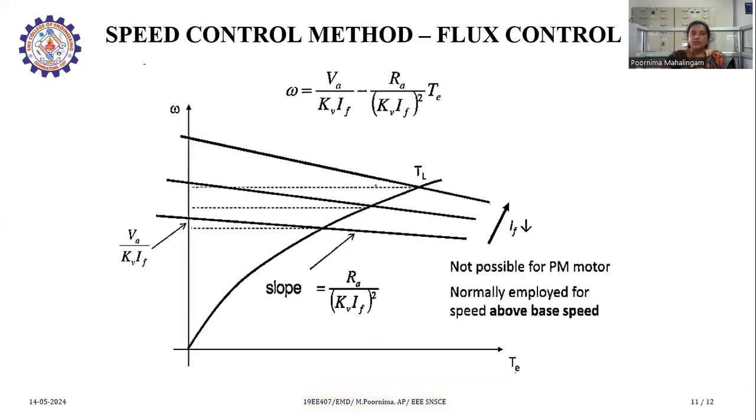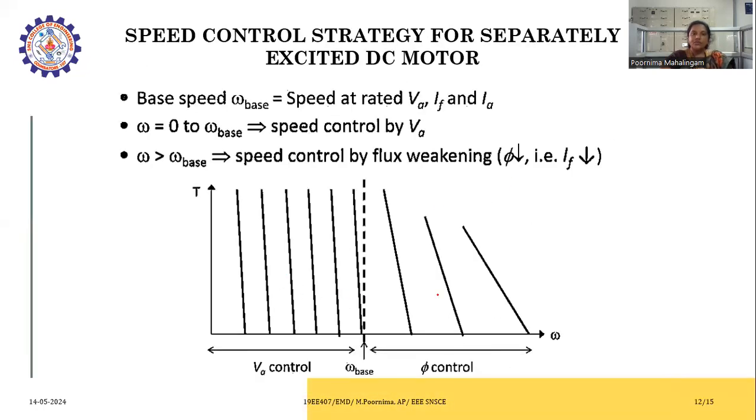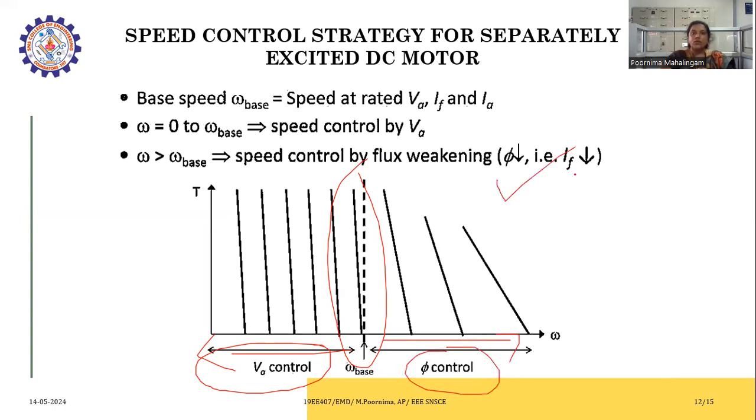Today, if we control the armature voltage, what is it? This is the base speed. If you want to control below the base speed, we go with the armature voltage method. If we control above the base speed, we go with the field control method. Here we have seen this. So now, what about power?